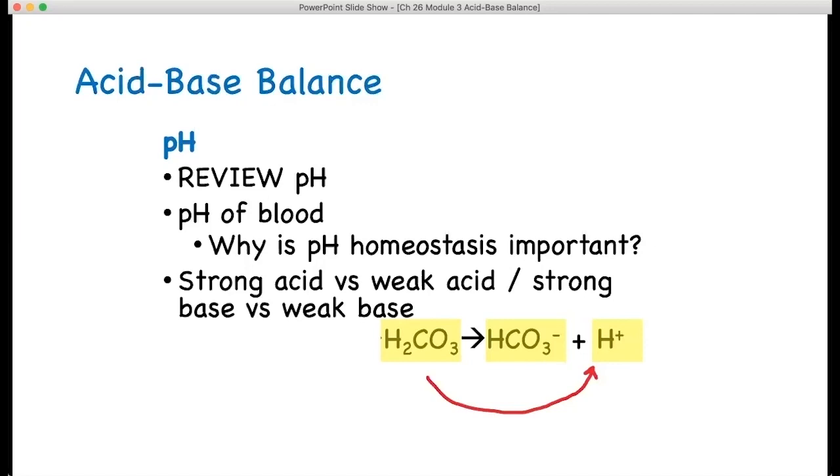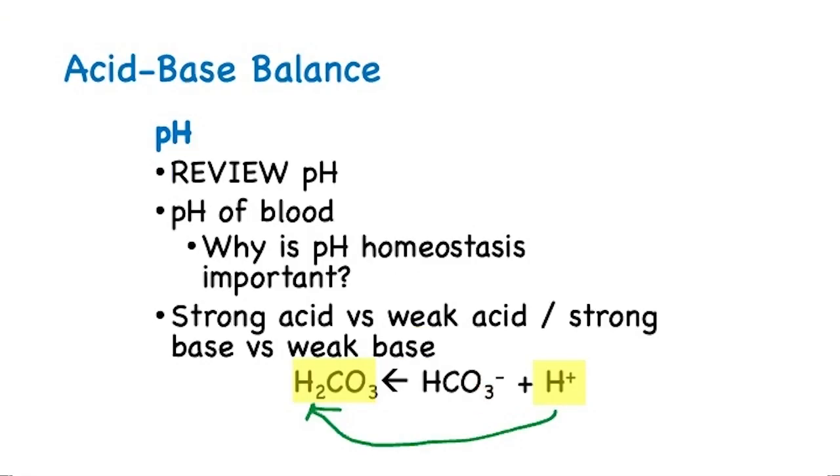If we take the equation and move it in the opposite direction, where bicarbonate ions react with hydrogen to produce carbonic acid, the bicarbonate ion becomes a weak base. It is a weak base because it is binding with the hydrogen ions, removing them from the solution.